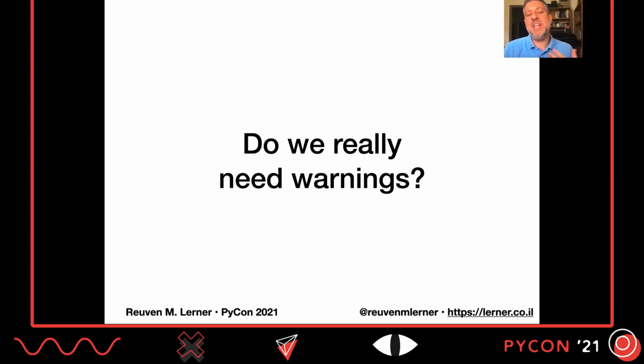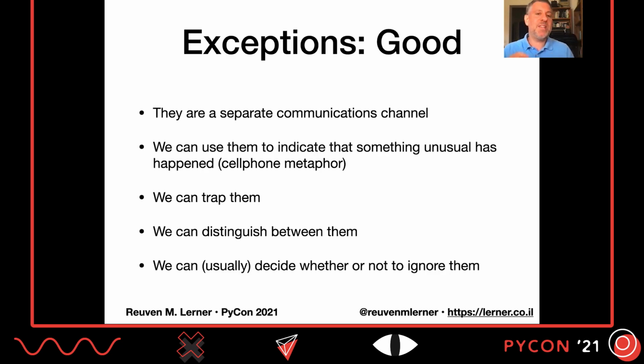So do we really need warnings? Aren't there other mechanisms in Python that we could use instead of them? Well, one is we could go with exceptions, and exceptions actually have a lot going for them. They're a separate communications channel, and people don't really appreciate this enough. Exceptions are not just different in that they're providing us with a way to indicate something has gone wrong. They are a separate way of communicating that doesn't get mixed up with assignments, doesn't get mixed up with anything else, and we can trap them.